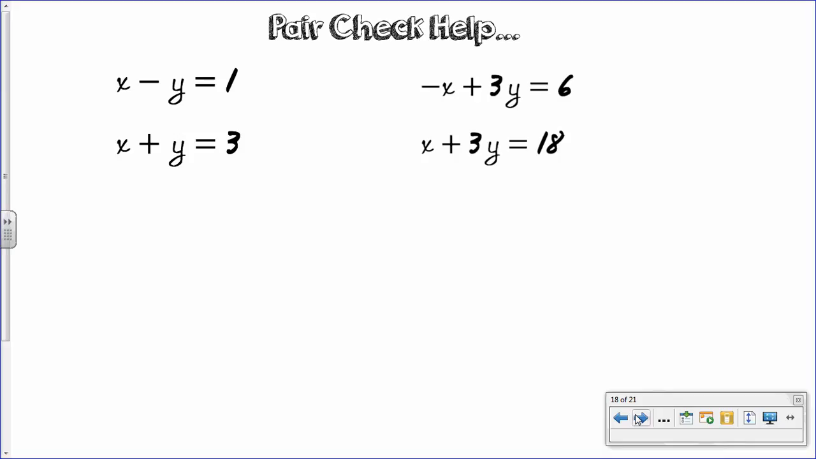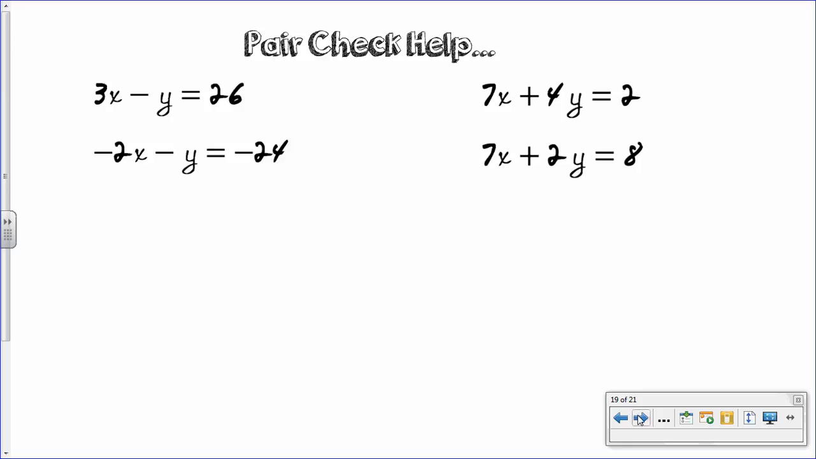Do you have opposites on the first one? Yes. Which one? Y. What about this one? X is good. Okay, what about this one? You have opposites on that one, but the problem is what? Your coefficient is wrong. Okay, so on which one is my coefficient the same? On the Y's, but I got a negative and a negative, so I need to change.